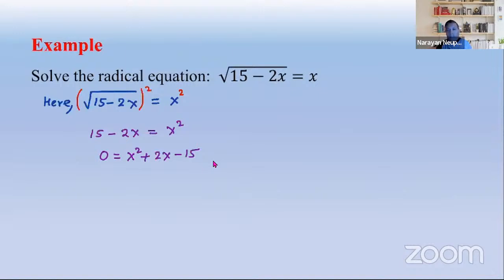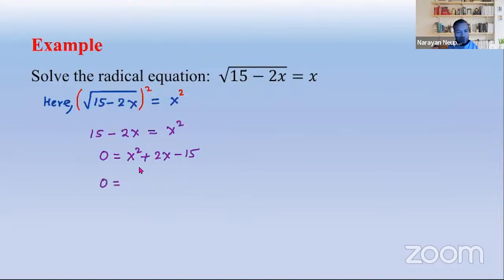We learned quadratic equations in previous weeks. We know how to solve a quadratic equation, right? We can solve by factoring. We can solve by the quadratic formula or completing the square. We learned all those methods. So one side is 0. Let's try the factoring. Sometimes factoring is easy.